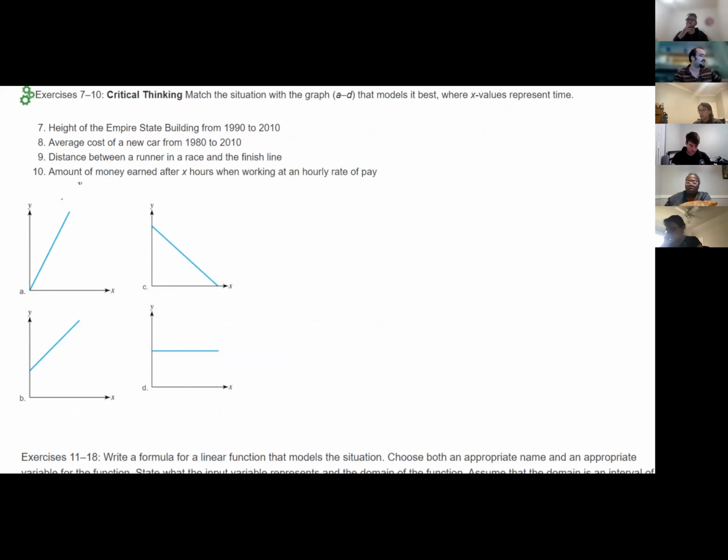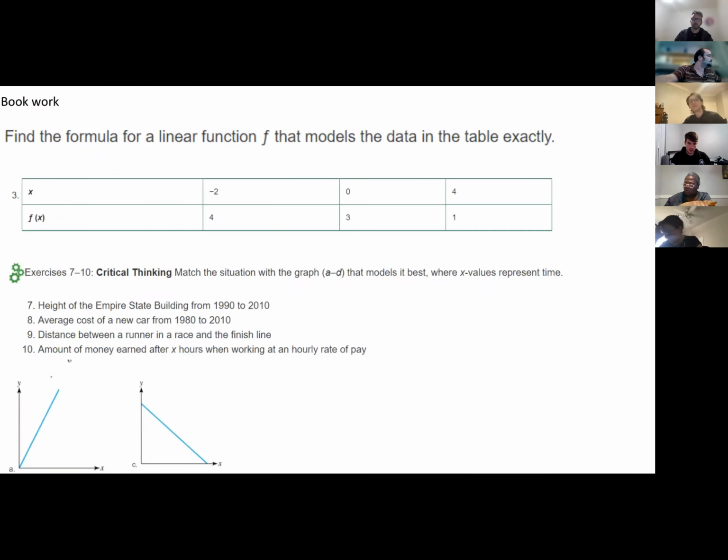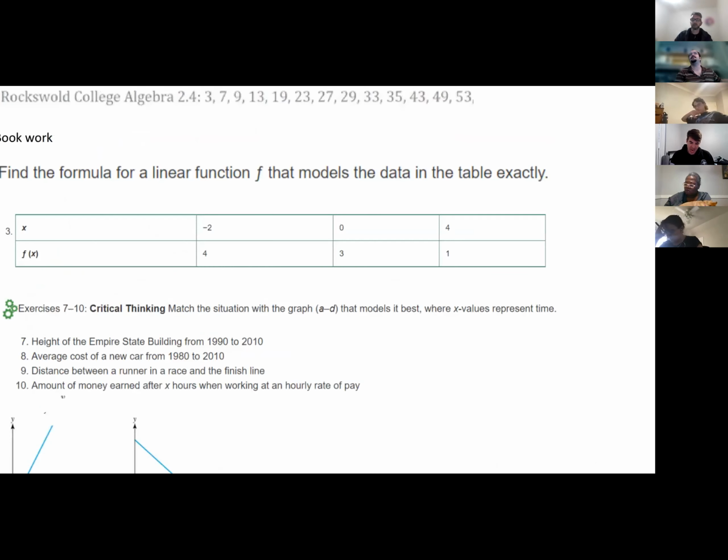What's next? 7, 8, 9, and 10. Excuse me, teacher, the equation in this exercise for number 3, it's f of x equals -1/2x plus 3, right? Yes, that's it. Thank you. You can move to the next set.